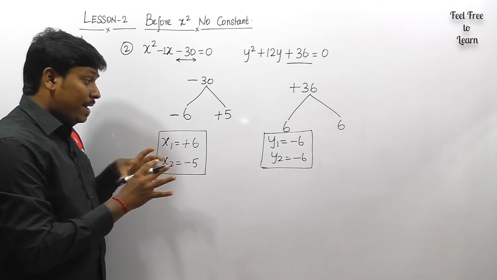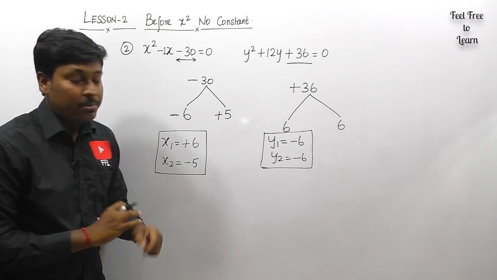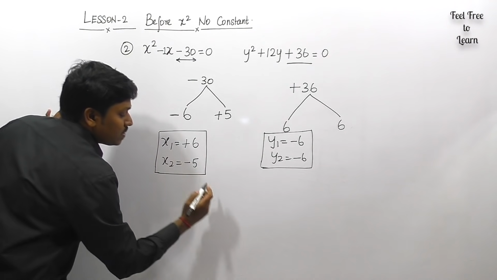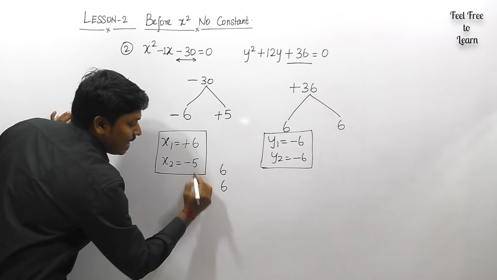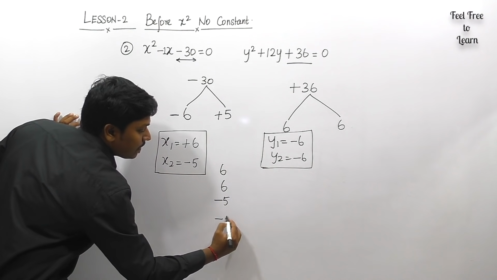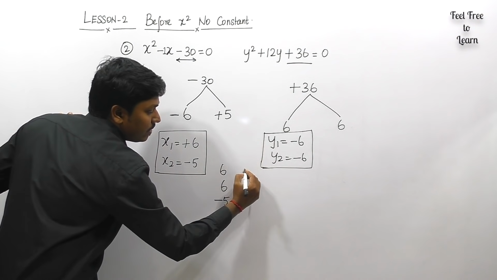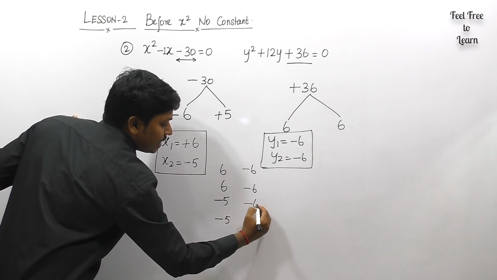So friends, comparing is important. Don't forget to watch lesson number 1, right? So here it is x1, that is 6, x1 6, x2 minus 5 and minus 5. So y1, y2, y1, y2. So y1 will be minus 6, minus 6, minus 6 and minus 6.